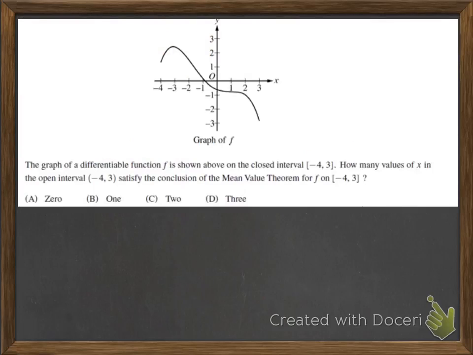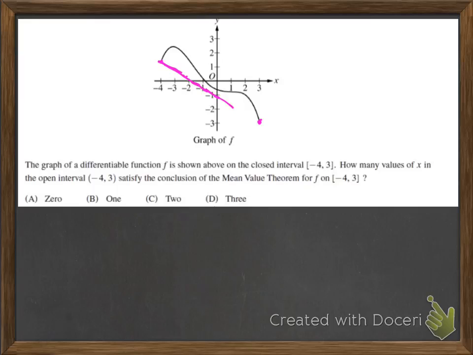All right, so the last problem, I think, it's the last problem here. It says the graph of a differentiable function f is shown above on the closed interval from negative 4 to 3. So closed interval means we do have some endpoints here and here. How many values of x in the open interval from negative 4 to 3 satisfy the conclusion of the mean value theorem?